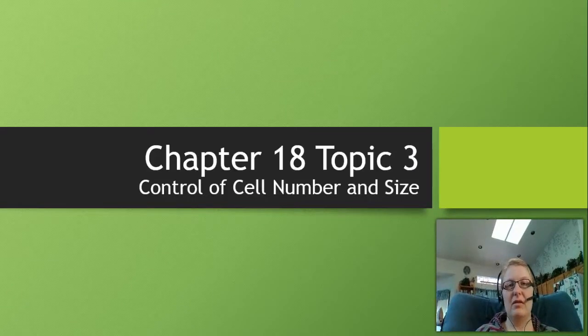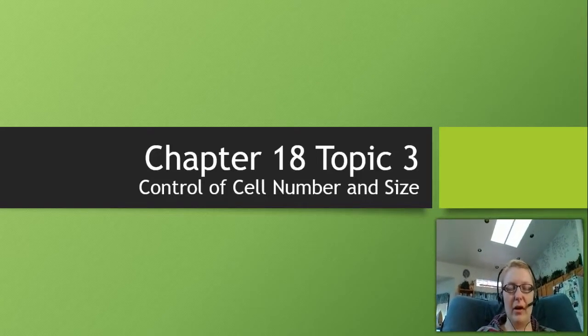So we've talked about how cells divide and we've talked about all the processes and controls they have. But how does a multicellular organism control cell number and size and make sure that these cells are behaving properly and that we don't end up with tumors and things like that? That's what we're going to talk about here in topic number 3.